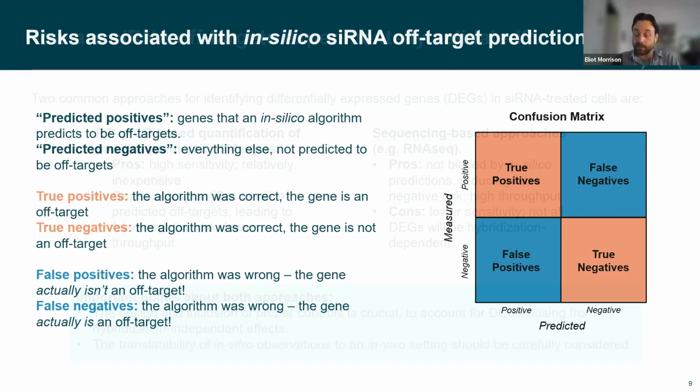And then once you've done an experiment and actually measured what is happening in the cell, you can then evaluate when the algorithm got things right. So these would be the true positives and true negatives.